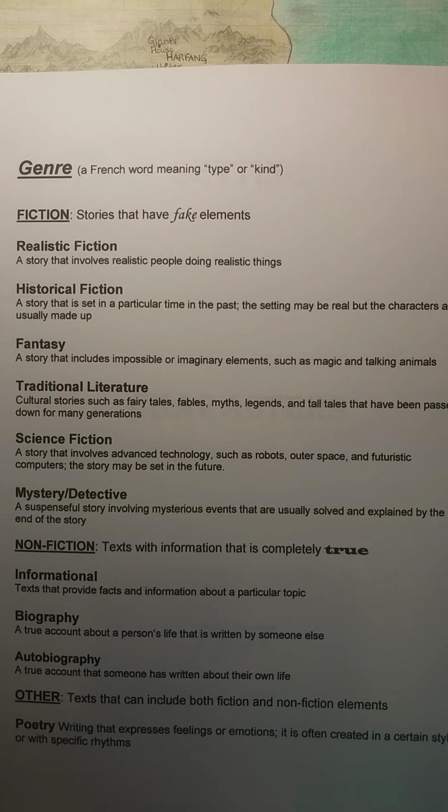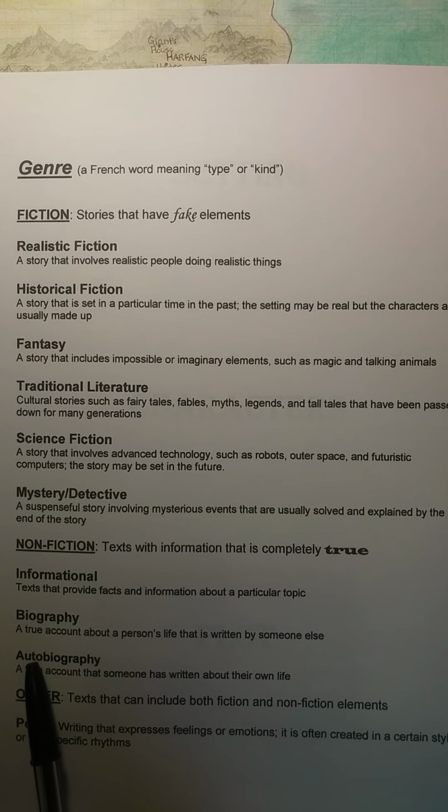And then we have nonfiction works. These are books that have texts where the information is completely true. Okay, they could be informational books like your science book, or your math book, or your Bible, or a book about art, or anything that provides facts and information about a particular topic, maybe animals. It could be a biography. I'm reading a biography now about Alexander Hamilton, which is huge, but it's a true story of his life written by someone else. And similar to a biography is an autobiography.